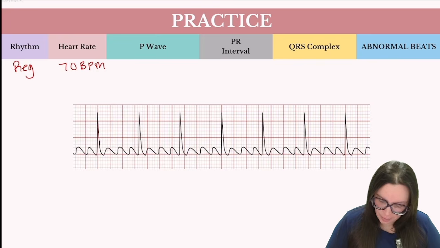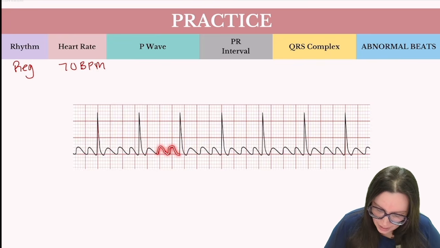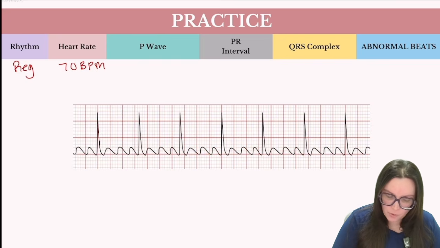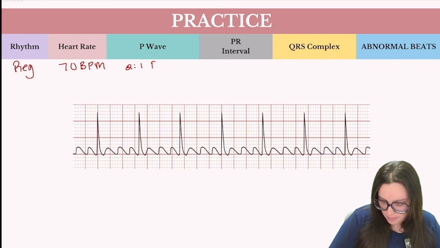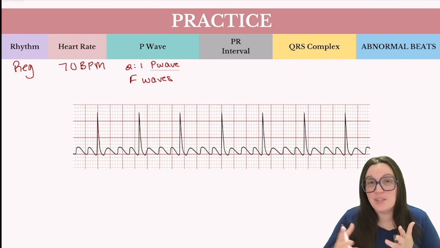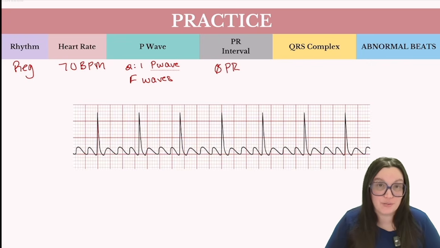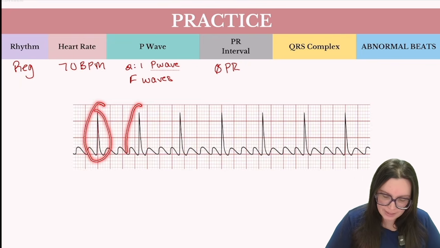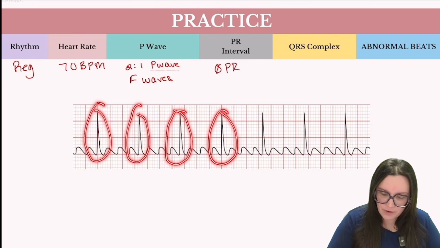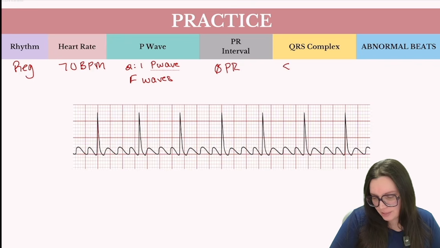Next up, we're taking a look at our P waves. As you can see here, we actually have a couple of extra P waves that we didn't originally encounter right before in our other rhythm. So in this case, we're going to have a 2 to 1 P wave, and these are also going to be known as F waves. Because of the presence of F waves, we're not going to have a measurable PR interval. So we can go ahead and skip over that. And if we take a look at our QRS complexes, these look very narrow, they look very normal. So we can absolutely say with certainty that these are less than 0.12 seconds.